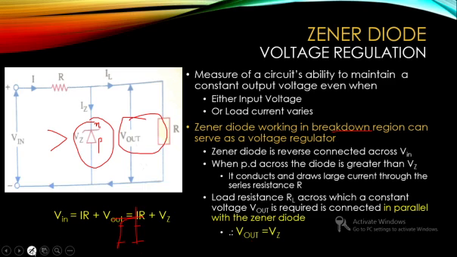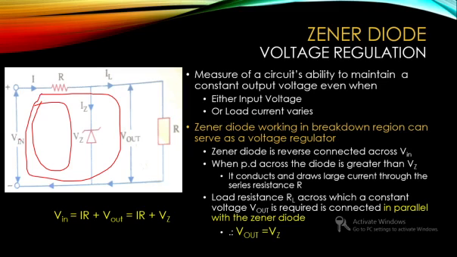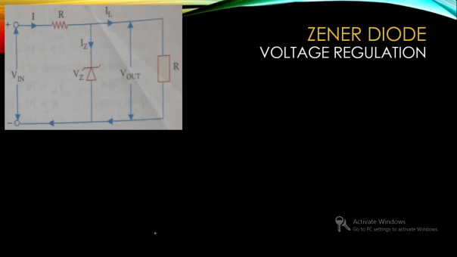Okay, and we have one more relation we have discussed, that is V input will be divided among IR plus VZ. Considering this closed loop, V input is equal to IR plus the voltage drop across the diode. And the same if you consider this circuit also, V in is equal to IR plus V out, and we know V out and VZ are the same, so you can replace in either way. And another thing you can notice is that the initial current I is getting split up into Zener current and load current by Kirchhoff's law. Okay, so these are the points you need to remember before discussing the voltage regulation.